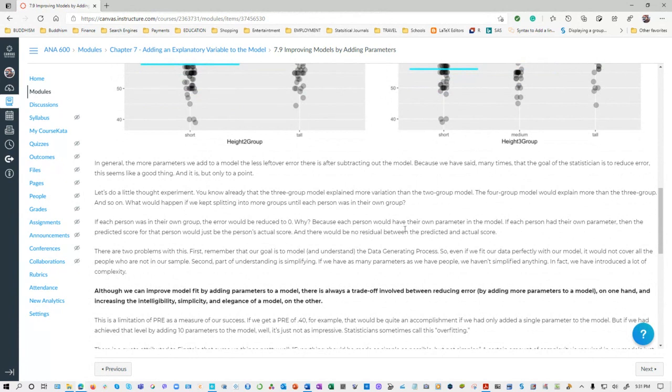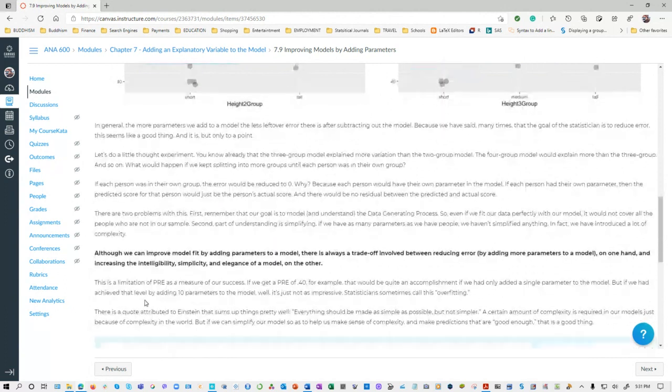Why? Because each person would have their own parameter in the model. If each person had their own parameter, then the predicted score of the person would just be the person's actual score. And there would be no residual between the predicted and the actual score. There's no error, because everybody is in their own group. Each one will have one group. There are two problems with this.